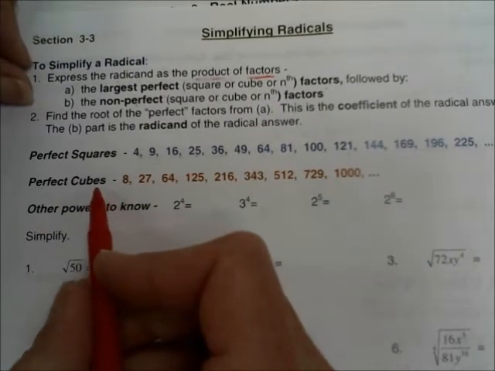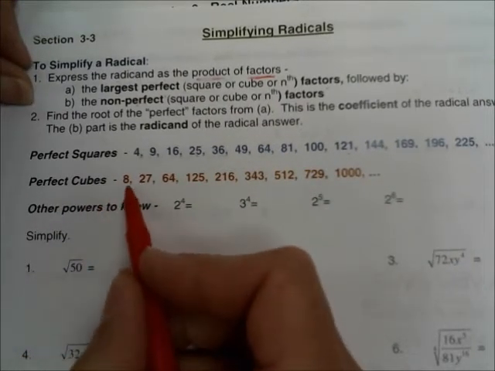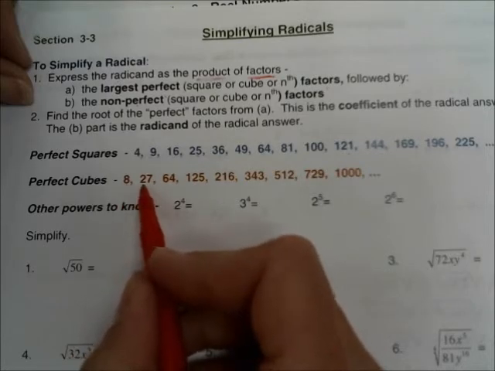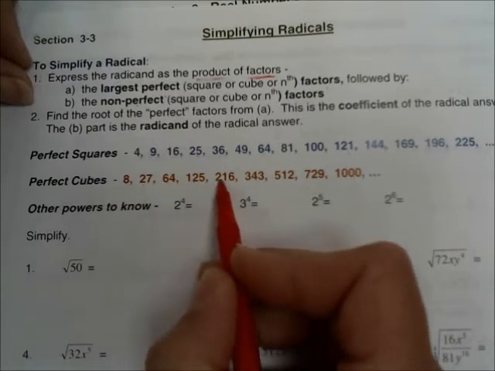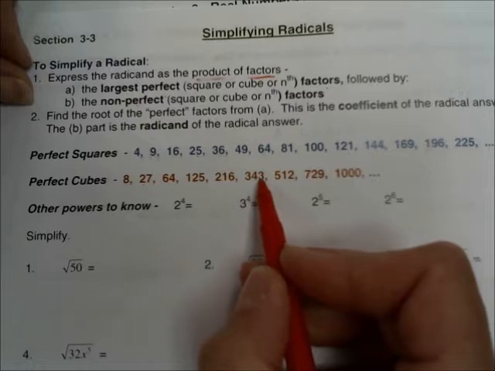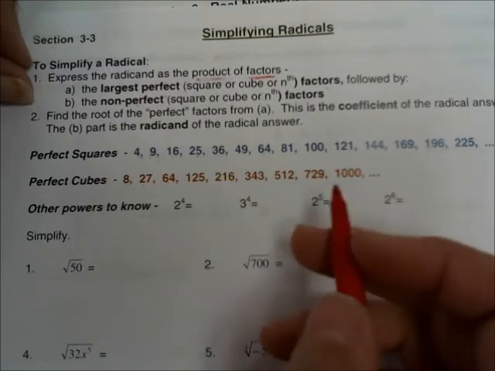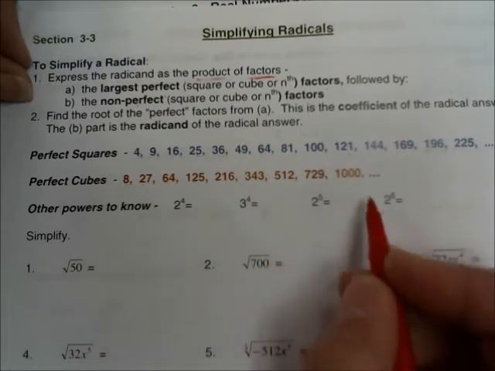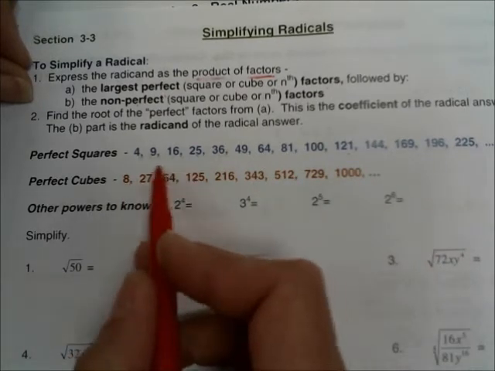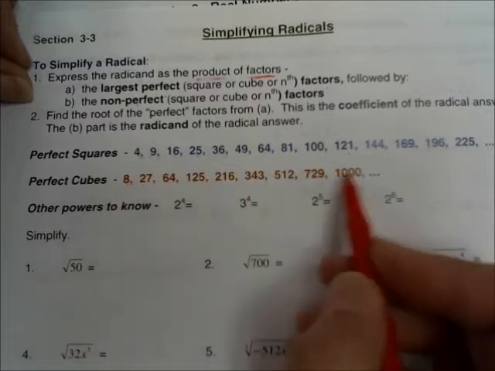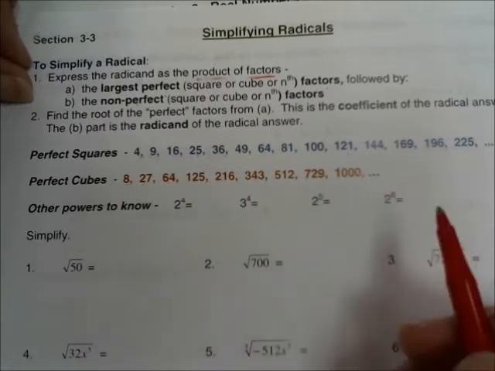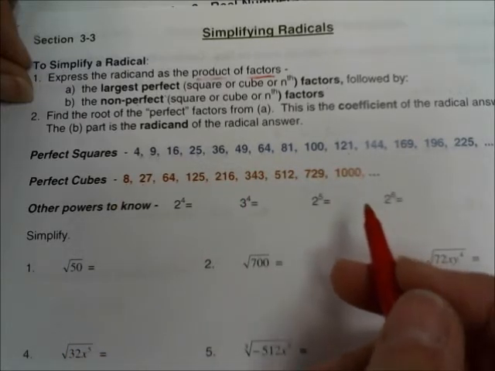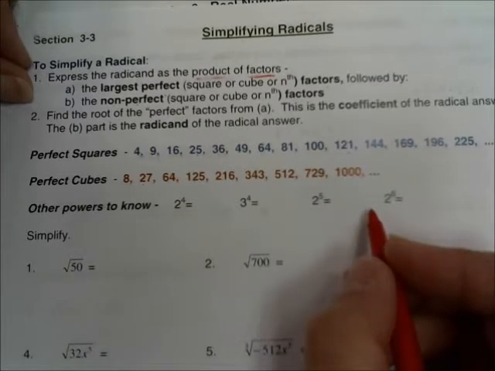And another list of numbers you should know are the perfect cubes: 2 to the third, 3 to the third, 4 to the third, 5 to the third, 6 to the third. 7 and 8 and 9 to the third are not really as important, but you should know that 10 to the third is 1,000. So at least these first 4 numbers on this list and 1,000, you should recognize those automatically as being perfect cubes.